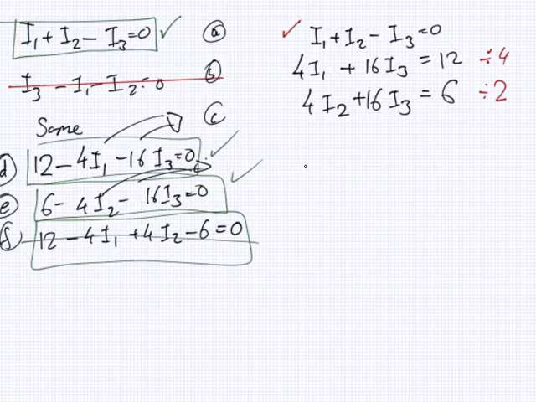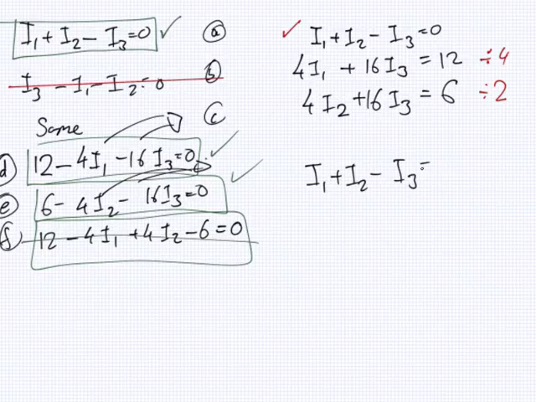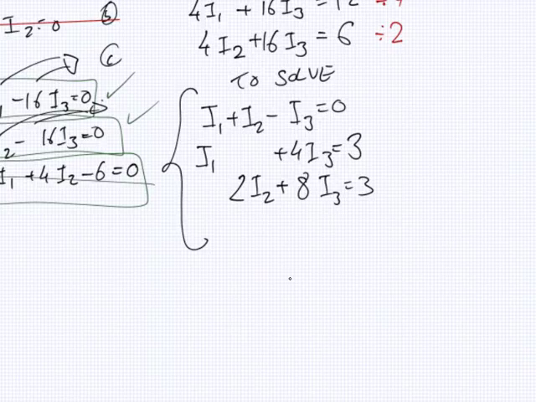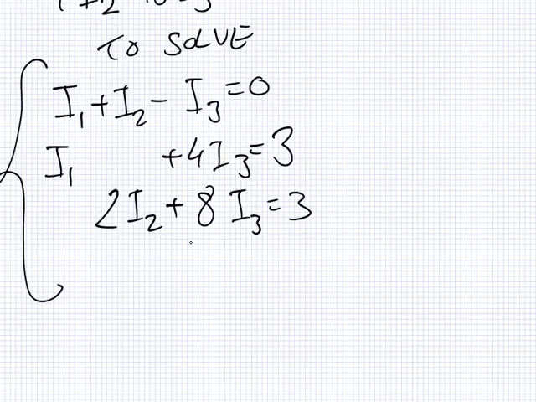So now I have I1 plus I2 minus I3 equals 0. And here I have I1 plus 4i3 equals 3. And then here I have 2i2 plus 8i3 equals 3. So these are my equations to solve. So let's have a look at solving this together. Can I move to the right? Yeah, so I'll just put these up here.